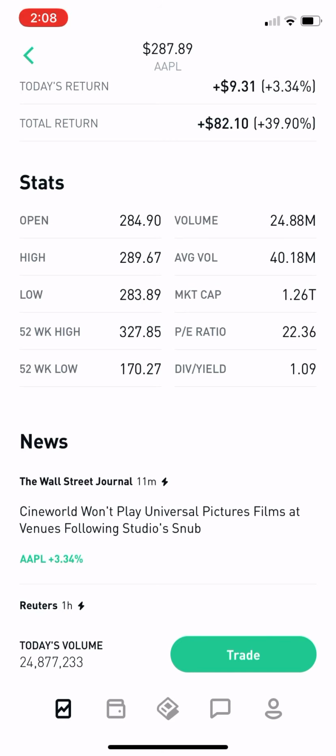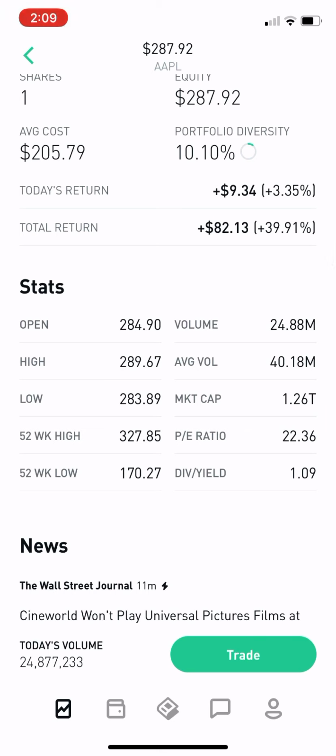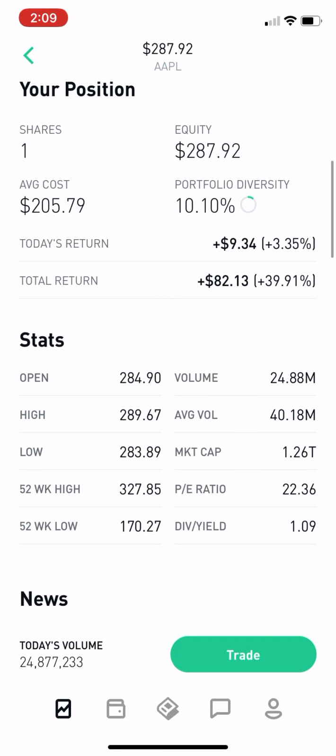And on the right side of the statistics column, you can see the amount of volume on the stock. And for those who don't know, volume is the amount of shares traded throughout the day. So there's been over 24.88 million shares of Apple bought and sold. Wow, that's just crazy for me to think.